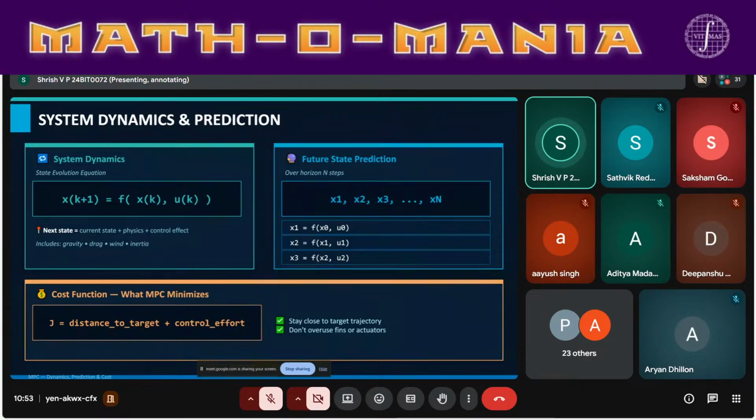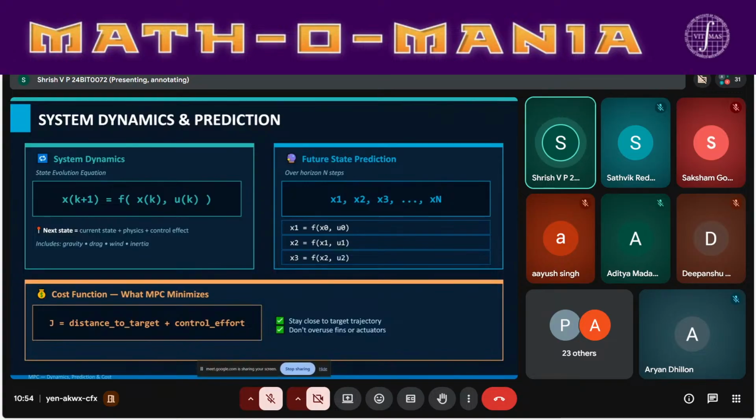So this equation tells us how the system evolves over time. Dynamics is what connects control inputs to actual motion. Now, using this equation, MPC predicts the future. It calculates a sequence of future states x1, x2, x3, and up to xn. First, it finds x1 using the current state and control, then x2 using x1, and then x3 using x2. This process continues until xn. This is like simulating the motion forward in time. So what does MPC do? It looks into the future before making a decision.